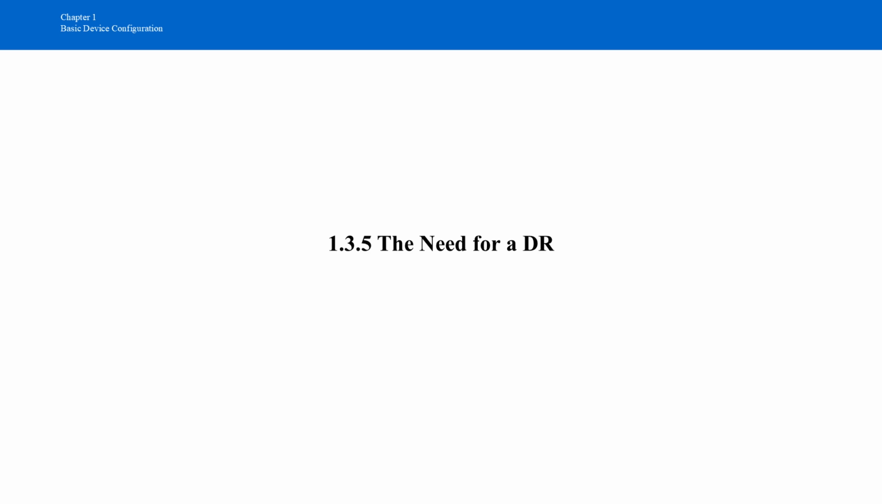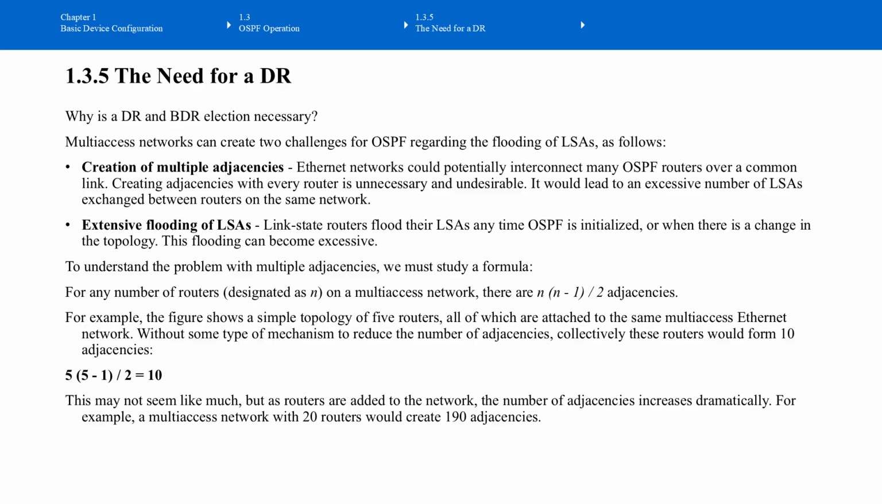1.3.5 The need for a DR. On a multi-access network, such as an Ethernet LAN, OSPF routers do not form neighbor relationships with every other router. Instead, OSPF elects a designated router and a backup designated router to improve efficiency. There are two main reasons for this election. One is to reduce the number of adjacencies. The other is to reduce the LSA flooding.